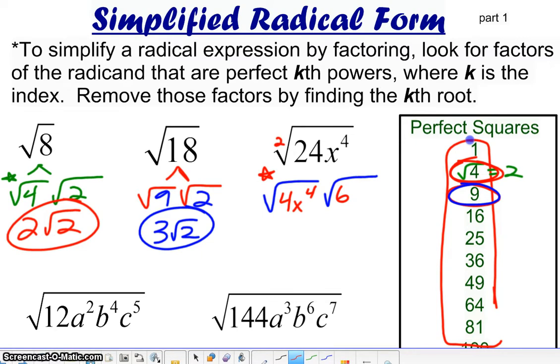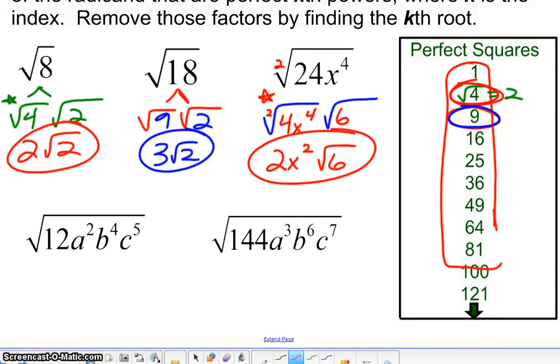So I'm splitting it into what will be a perfect square and what would not. That's where the square root of 6 is going to be. So the square root of 4 is 2. The square root of x to the 4th, you would just divide the exponent, because 4 divided by 2 is 2. And the square root of 6 is going to be left in your answer. Let's move on to the next one, which is 12a squared b to the 4th.